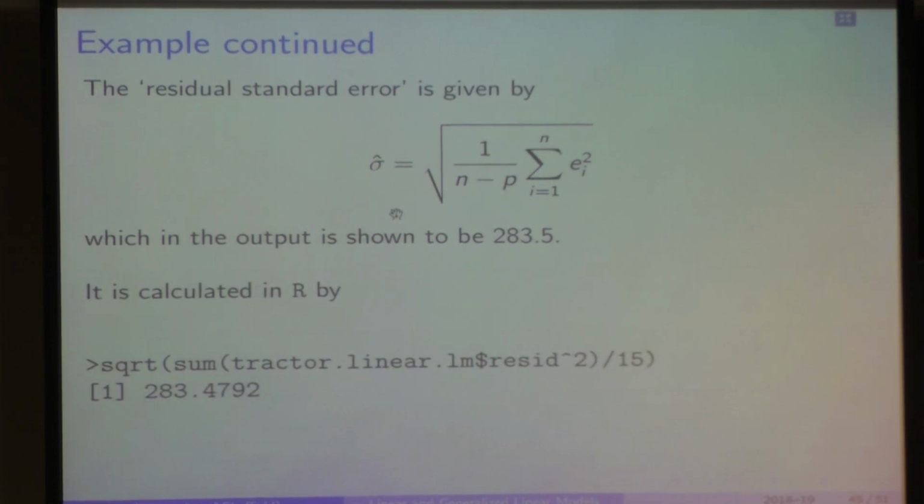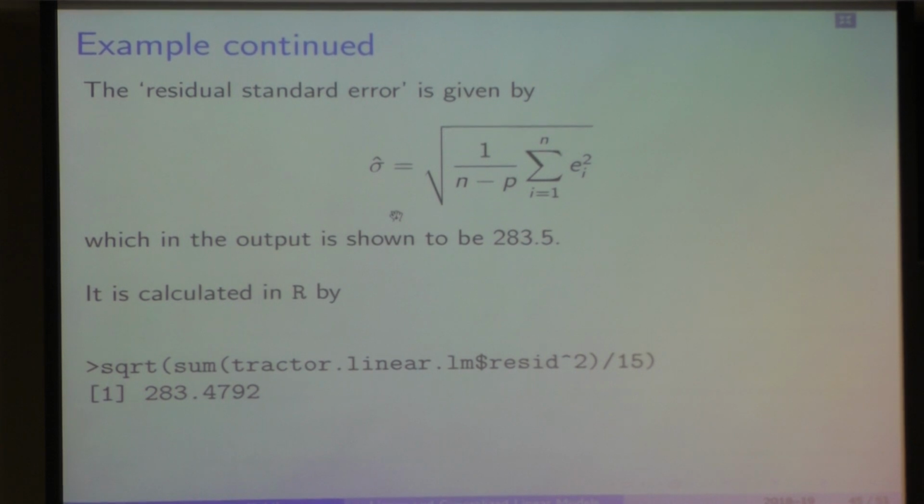You can calculate it directly in R and confirm that the formula that we've given gives you 283.5 or something that rounds to it. So what's going on here? tractor.linear.lm was the R output that we created, which contained the outcome of fitting the linear model to that data set.